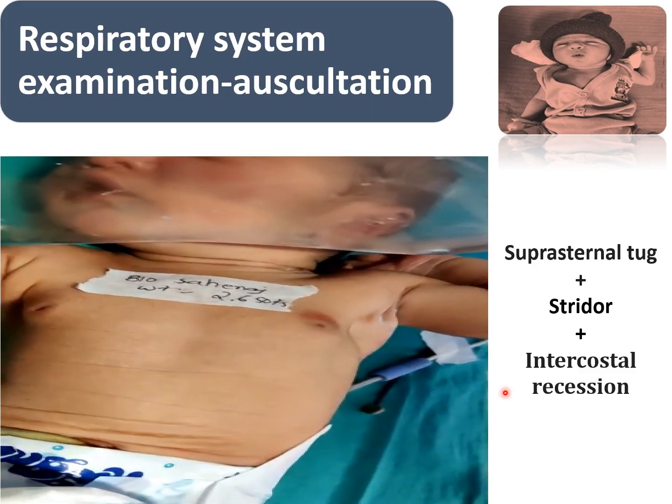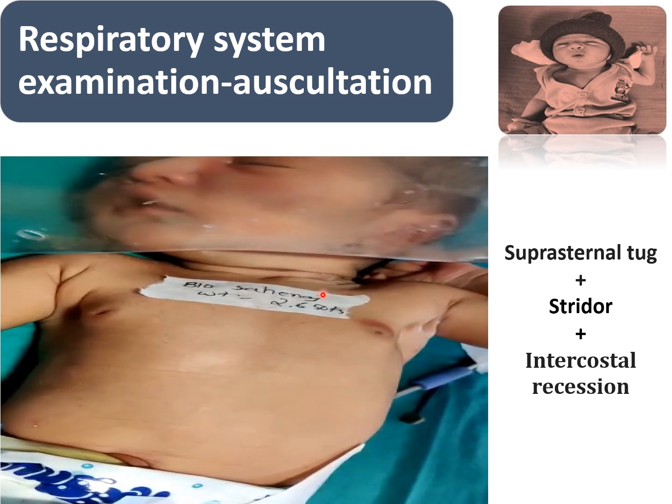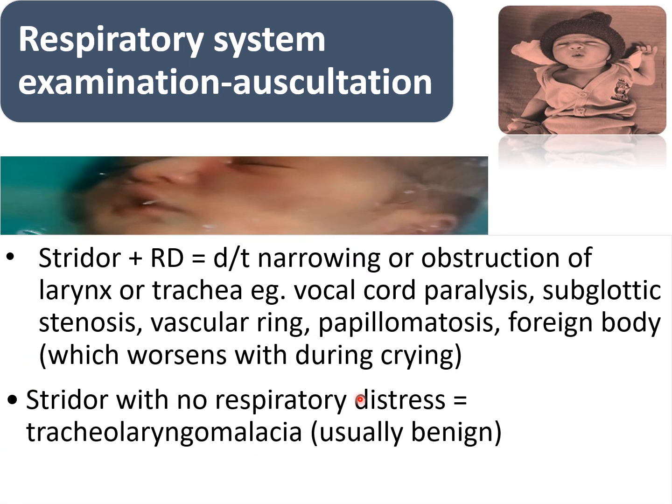So you can see in this video this suprasternal retraction visible, and this sound which is audible is stridor sound. So the patient is having suprasternal tug, suprasternal retraction with stridor, and also had the intercostal recession. Whenever a newborn is having stridor with respiratory distress, that means it is because of narrowing and obstruction of the larynx and trachea.